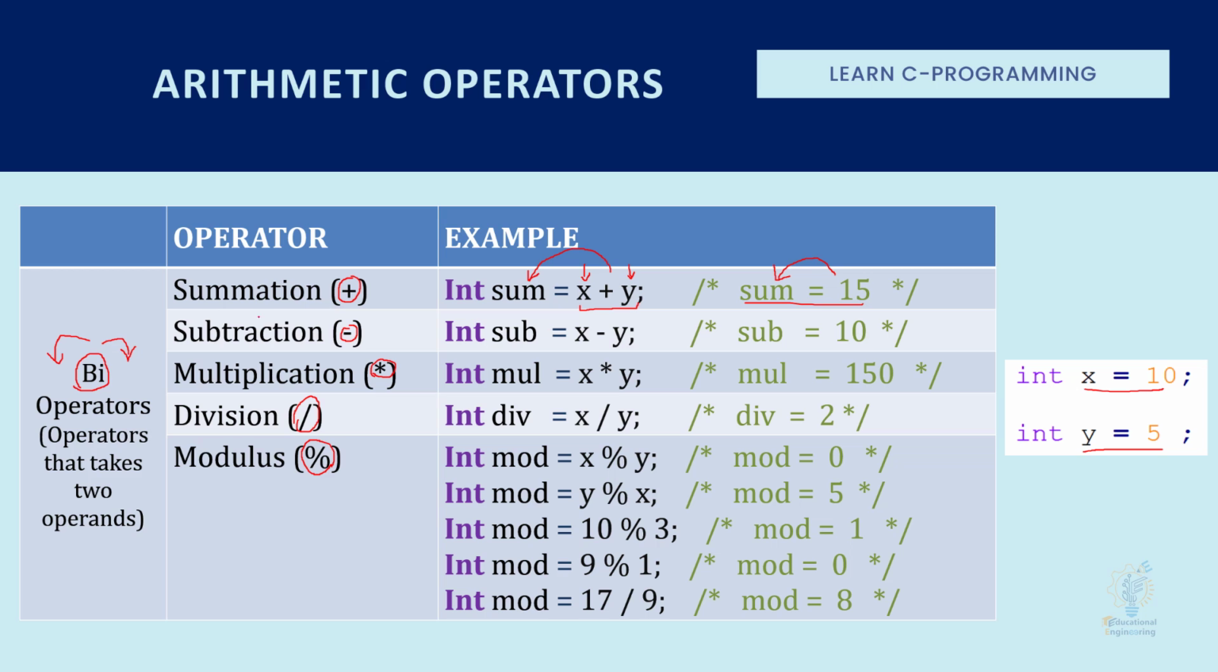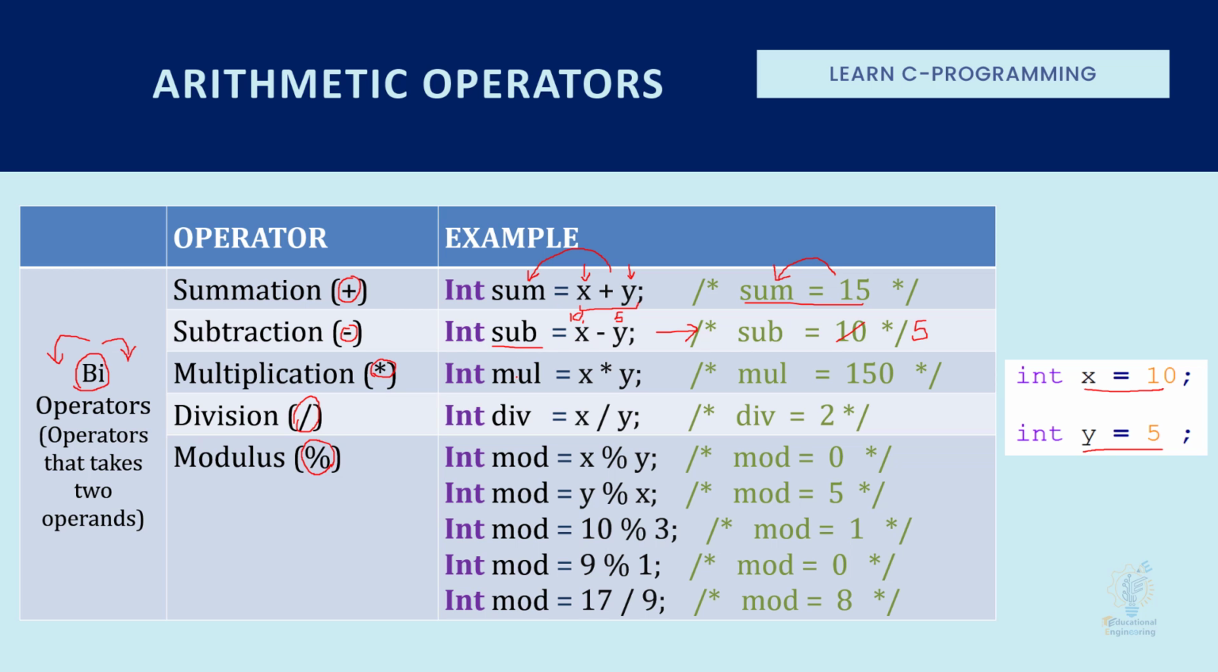Now regarding the subtraction, as you can see, the same example as above, two operands, x minus y, which is 10 minus 5. The final result is 5, so 5 will be stored inside the sub, as you can see here. Sub equals 10. Now in this case, sub is wrong, because 10 minus 5 is only 5.